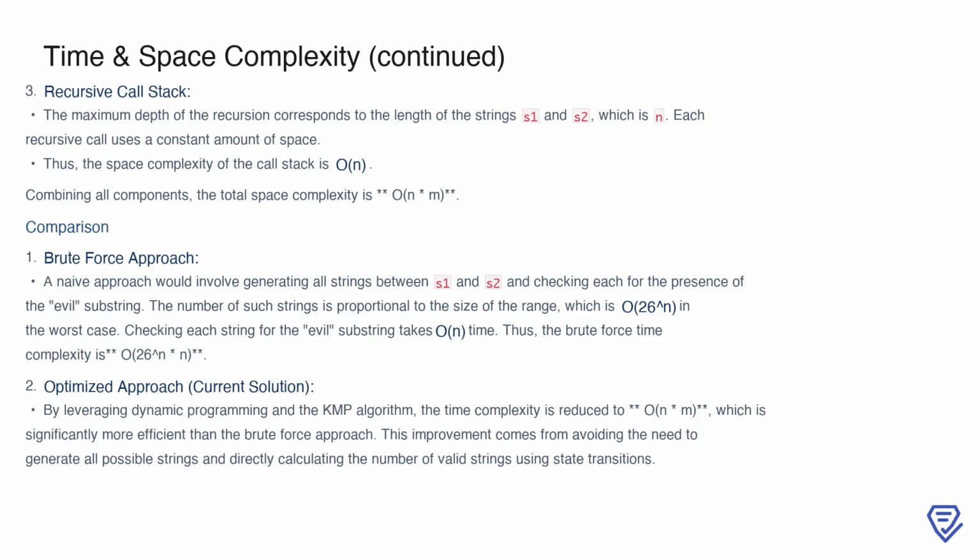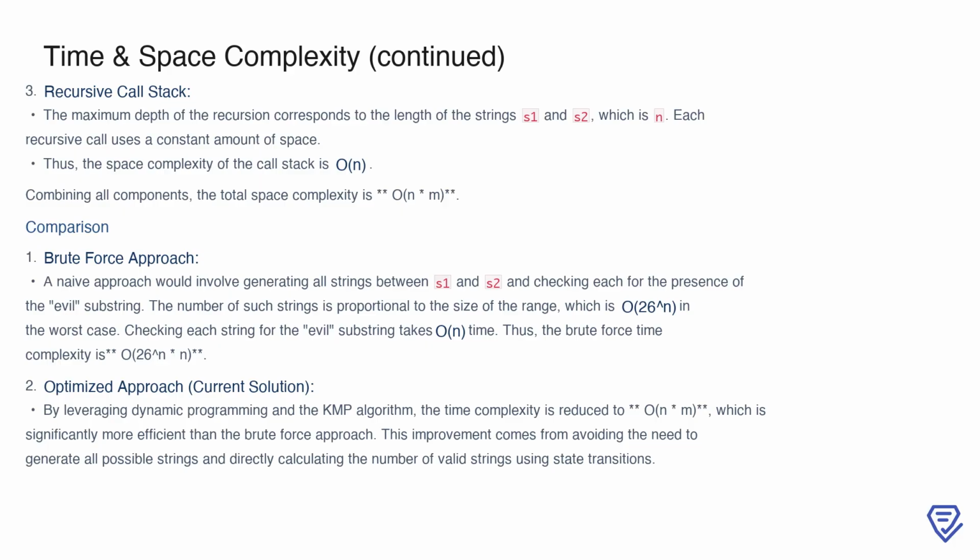Another factor influencing space complexity is the recursive call stack. The maximum depth of recursion corresponds to the length of the strings s1 and s2, which is n. Each recursive call uses a constant amount of space, so the call stack adds O(n) to the total space complexity. When we combine the space used for the KMP preprocessing, the memoization table, and the recursive call stack, the overall space complexity remains O(n*m). Now, let's compare this optimized approach to a brute force solution.